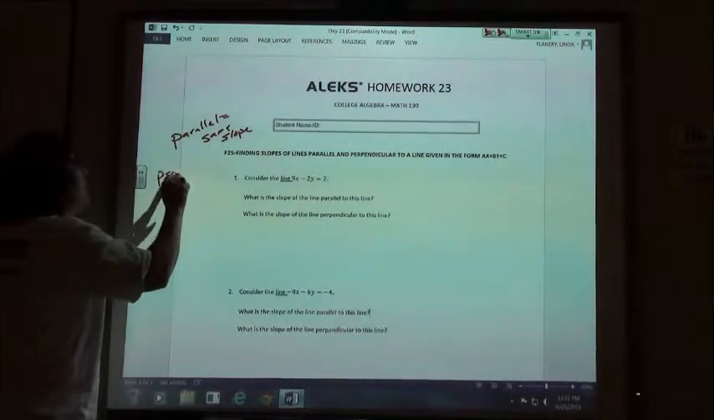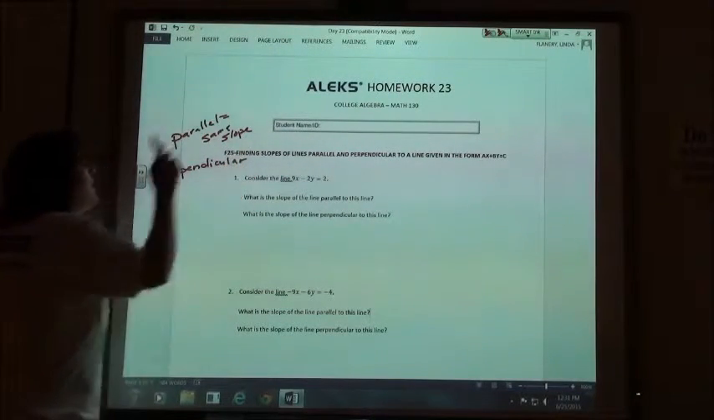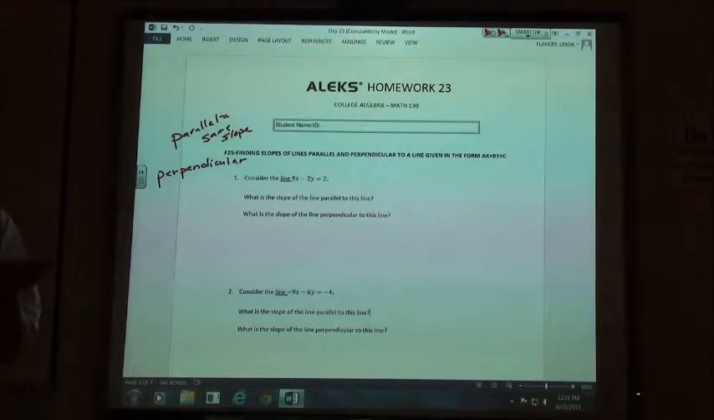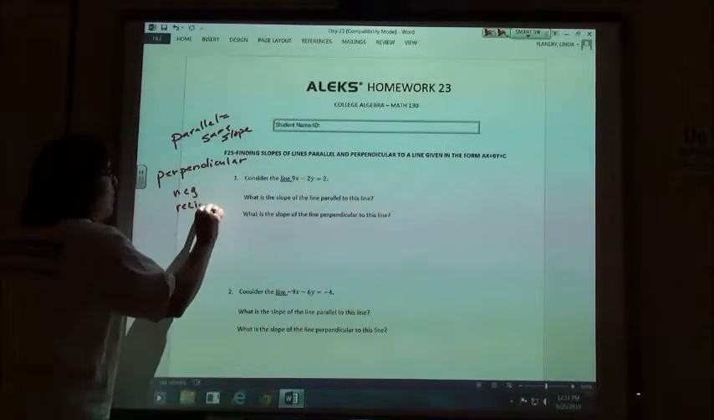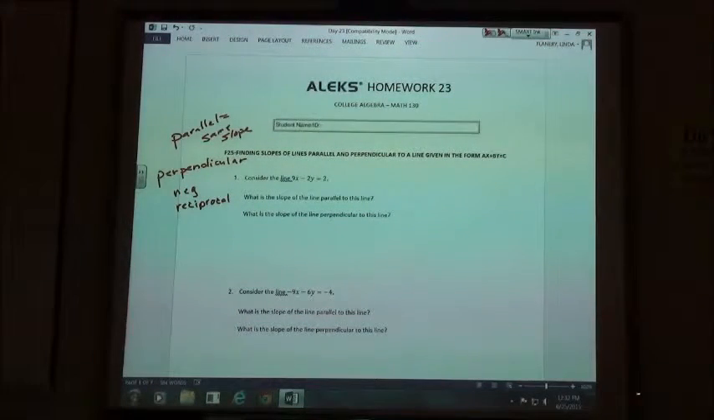For the perpendicular ones, they're going to tell you that if you take the parallel times the perpendicular, you get a product of -1. Well, what you're doing is taking the negative reciprocal of your slope. So if you have a slope of 2/3, the slope of the perpendicular one would be -3/2.